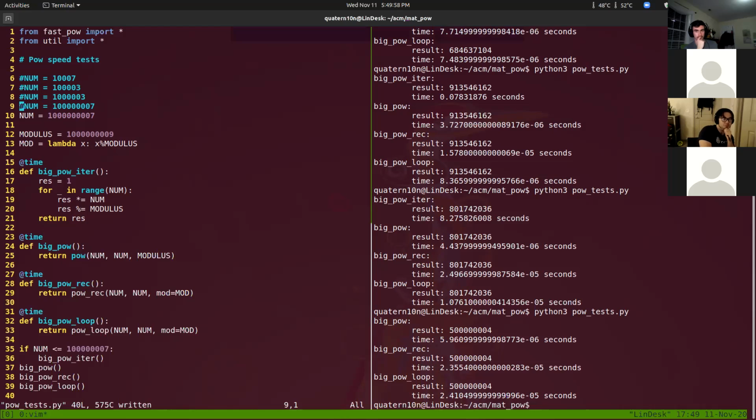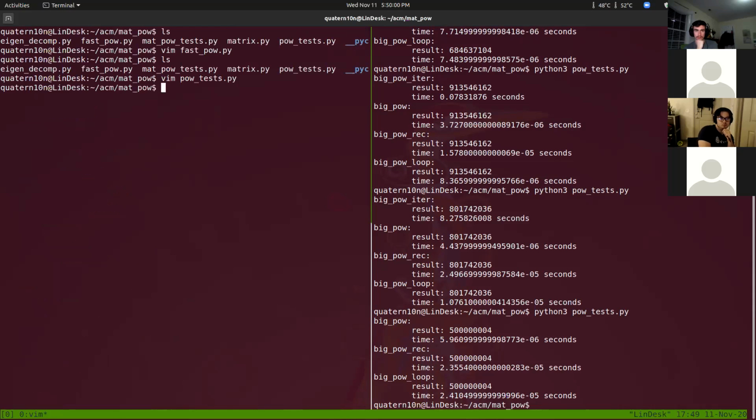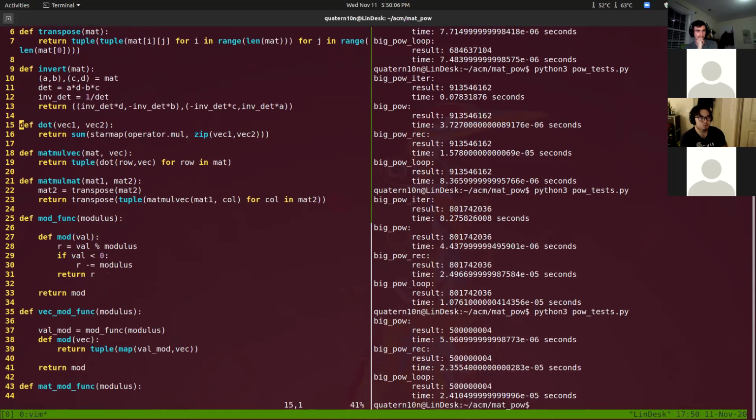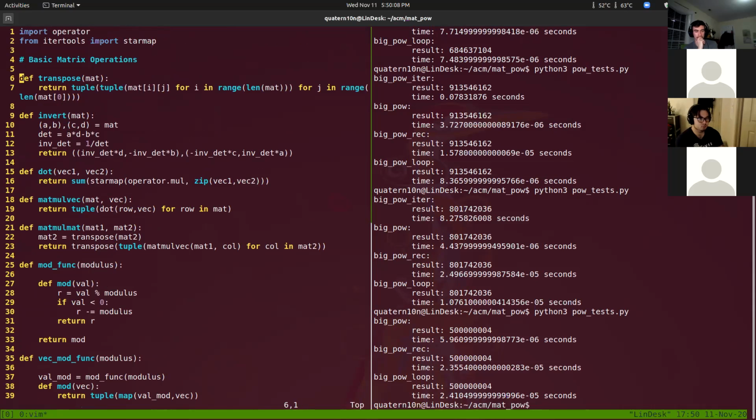So to get to matrices specifically, just to show some of this stuff, I have just some basic utility functions for dealing with matrices. So I've got a transpose function, an invert function. This is only for 2x2 matrices, and I'll get to why. Then you have dot products, taking a matrix and multiplying it by a vector on the right, and matrix by matrix multiplication.